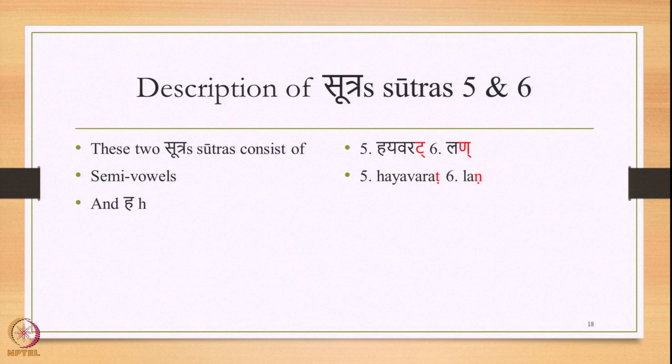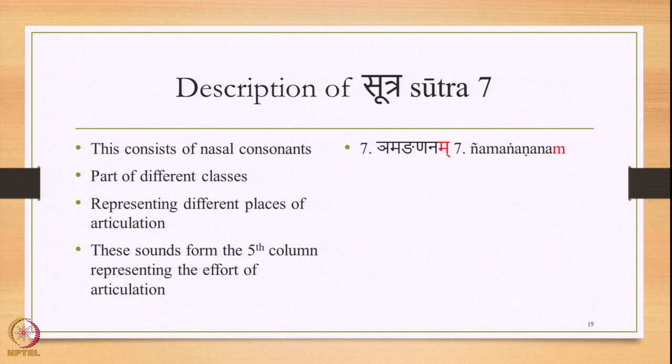Then if we look at sutras 5 and 6, namely Hayavarat and Lun, we can say that these sutras consist of semi-vowels, Y, V, R and L. In addition to them, there is H as well. This is what sutras 5 and 6 consist of. If we look at sutra number 7, it is Yamangana Nam. It is nothing but the nasal consonants. These are part of different classes representing different places of articulation. Now, these sounds, they form the fifth column representing the effort of articulation. All these sounds, Ya, M, N, N, N, these sounds form the part of the fifth column in the traditional sound inventory with some rearrangement.